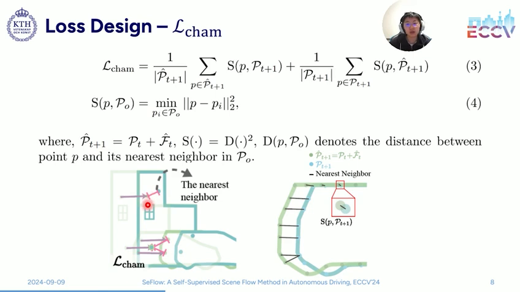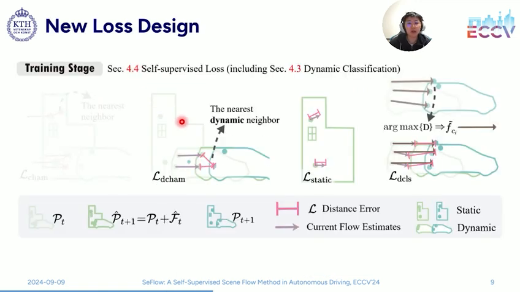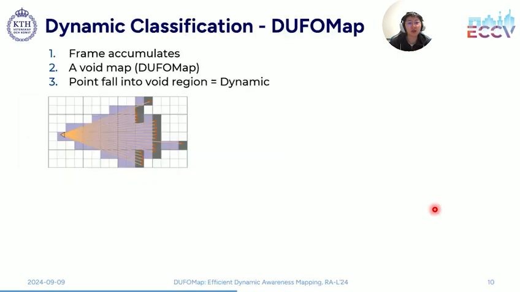The main issue is that not all the points are the same. Like 80% of points are static, so the beginning of the chamfer distance is already quite low. And the low proportion of dynamic points makes chamfer distance hard to supervise the flow on dynamic points. Then we propose to use a dynamic classification method to split points into dynamic and static and constrain them respectively.